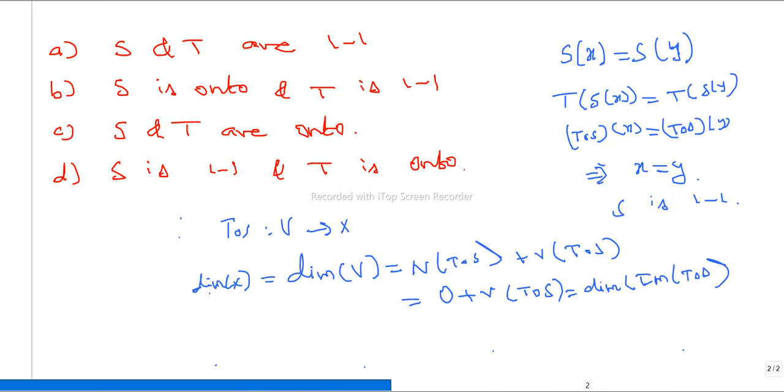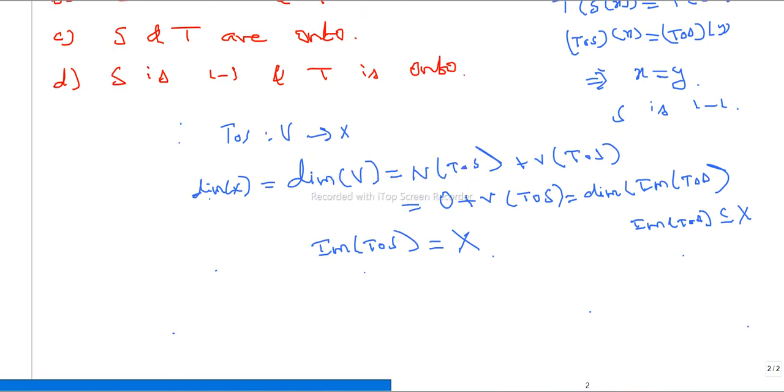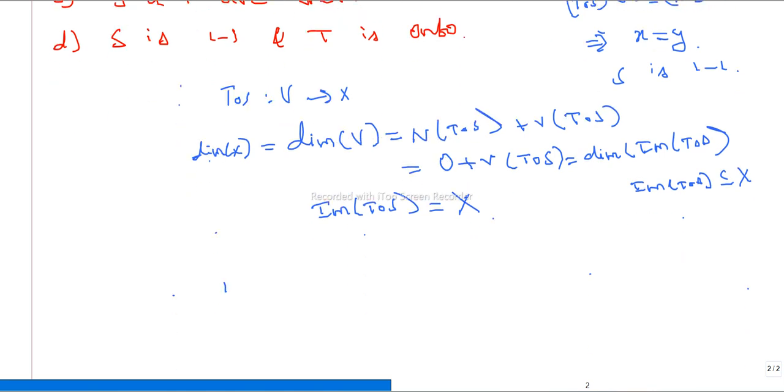Therefore the image is a subset of X. Both have the same dimension, therefore the image of the operator should be equal to X. Usually the image should be a subset of the codomain, and both have the same dimension, therefore they should be equal. Since the image is equal to the entire codomain, the composition is an onto function. And already we know that if the composition of two functions is onto, then the second function is onto. So it implies that T is onto.